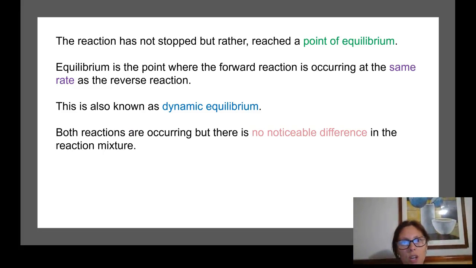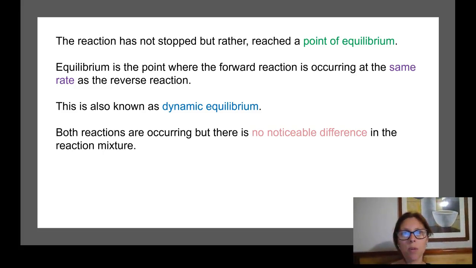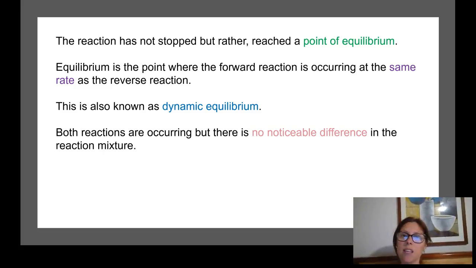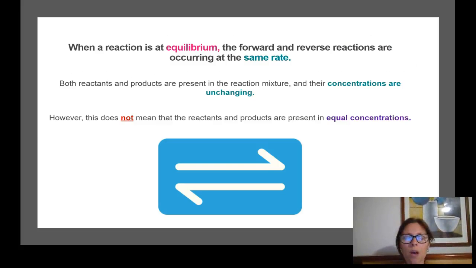So when this actually occurs, the reaction hasn't stopped. It's just reached a point of equilibrium where the rate of producing the products is equal to that of the products producing the reactants, and that equilibrium has been achieved. You won't notice any visible difference once this happens, but at the microscopic particle level, that reaction is still occurring. So just in summary, when we have a reaction that is at equilibrium, the forward and the reverse rates are now occurring at the same rate, but this does not mean the concentrations are the same.